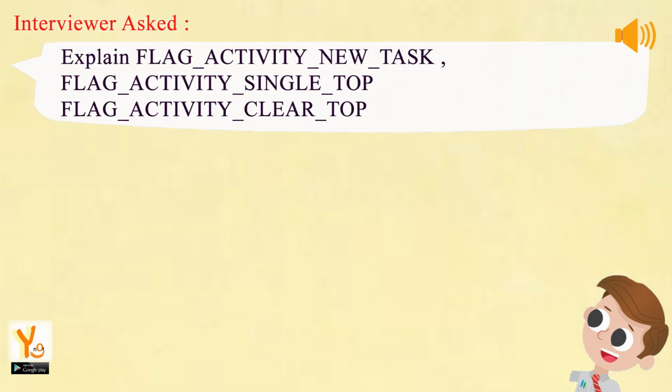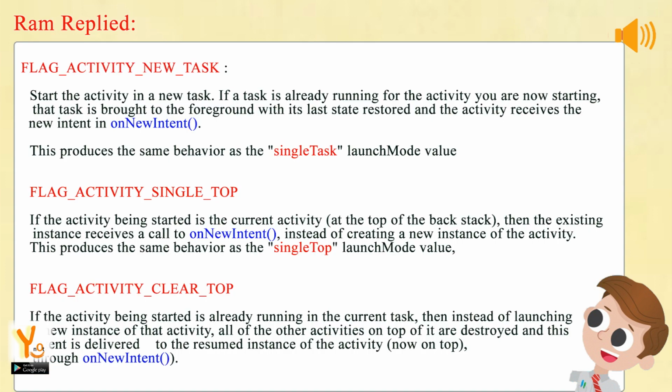Explain FLAG_ACTIVITY_NEW_TASK, FLAG_ACTIVITY_SINGLE_TOP, FLAG_ACTIVITY_CLEAR_TOP. FLAG_ACTIVITY_NEW_TASK starts the activity in a new task. If a task is already running for the activity you are now starting, that task is brought to the foreground with its last state restored and the activity receives the new intent in onNewIntent. This produces the same behavior as the singleTask launch mode value.